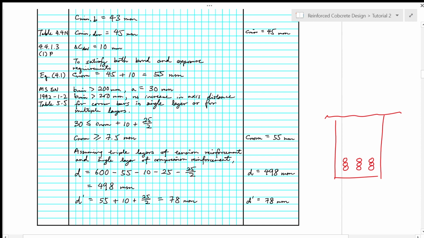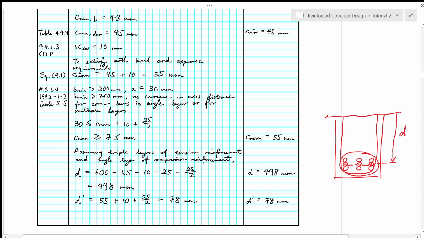So the effective depth should be calculated to the center of this group of bars. So the calculation of effective depth for this beam here has to be to the centroid of this group of bars. So we have H of 600 minus C nominal, minus link diameter, minus one diameter of bar, minus another half diameter of the main bar. So we have 498 mm.